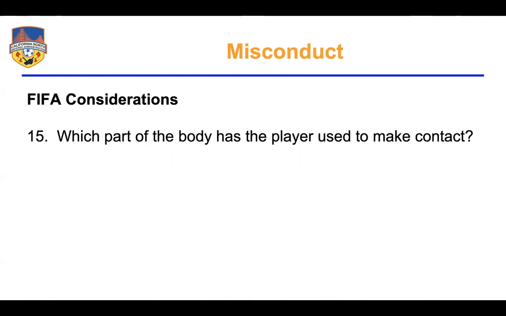And so we want to be thinking about what are the dangerous parts of the body and what are the not dangerous parts of the body when making contact with an opponent. Anything that has to do with the studs making contact with an opponent, depending again on the amount of force used, is going to probably kick us up to wanting to think about at least a caution. And then where force is involved, do we think about serious foul play?